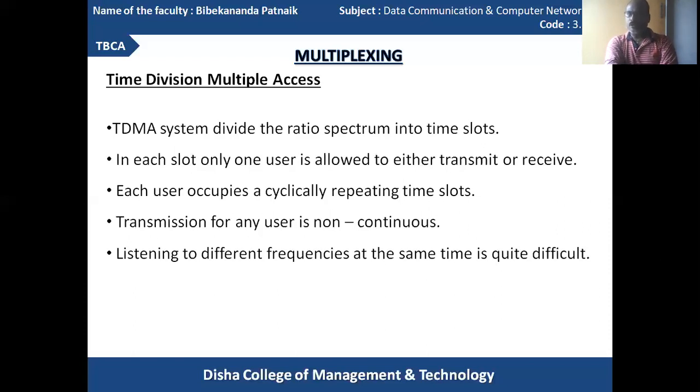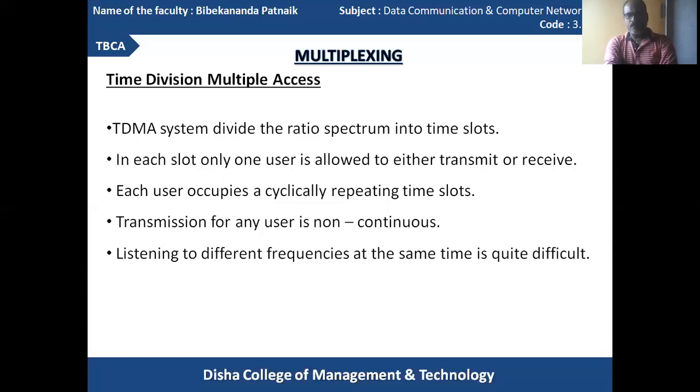In each slot, only one user is allowed to either transmit or receive. So it is normally called a synchronization form. Every individual slot can be utilized by one user, either to transmit its data or receive its data. And the next part is, each user occupies a cyclic repetition of the time slots. If a given time slot is not sufficient for transmitting the data, it is mapped in a cyclic form, or in a queue.